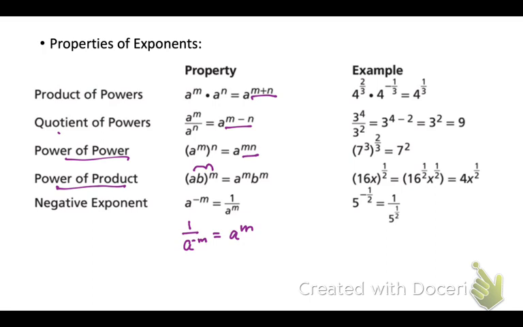There is no exponent that gives you a negative answer. If the base is negative, you may have a negative answer, but there is no exponent that will give you a negative answer. Am I clear?